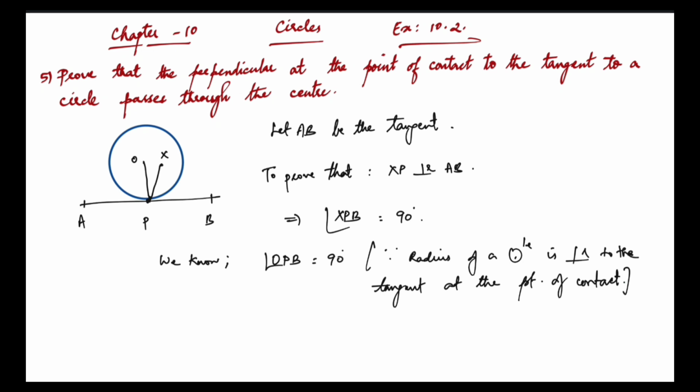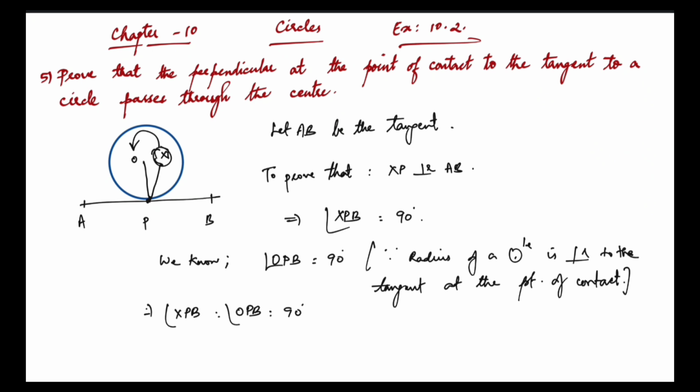We have assumed that angle XPB is 90 degrees. We understand that angle XPB is equal to angle OPB is equal to 90 degrees. This can happen only if point X lies over point O. So our assumption of X being the center becomes true.